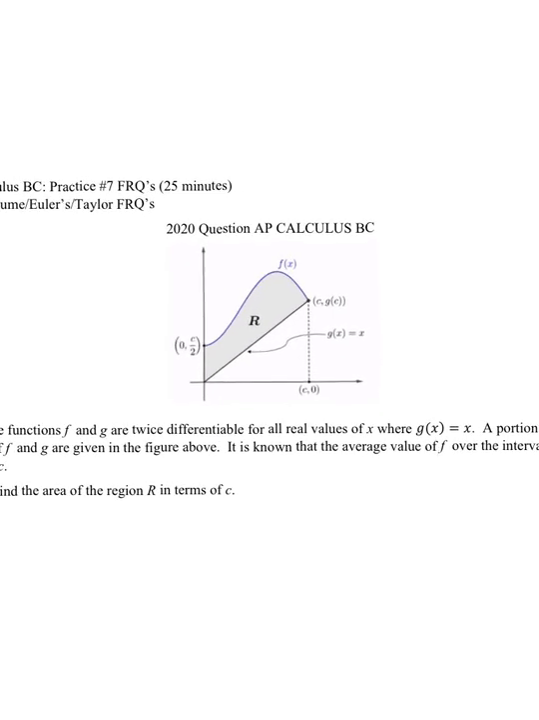So I see that I have my f of x graph, I also have g of x, and they intersect at the point c, g of c, so this guy right here. And so we know that g of x is equal to x, right? So that also means that we know g of c is equal to c.